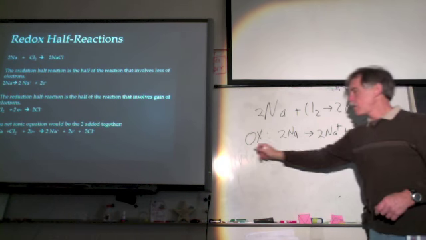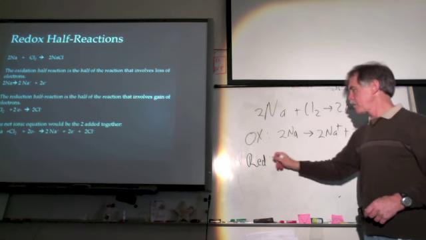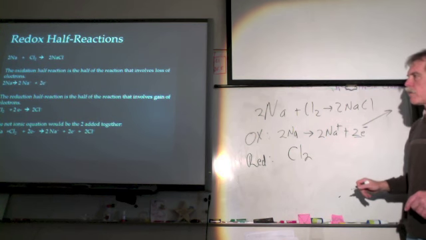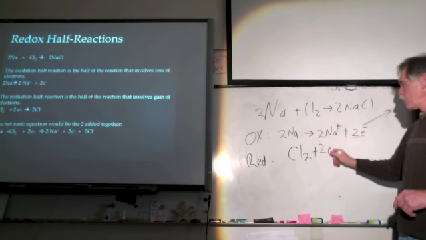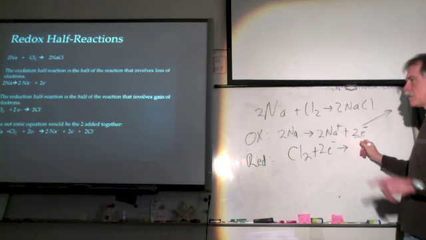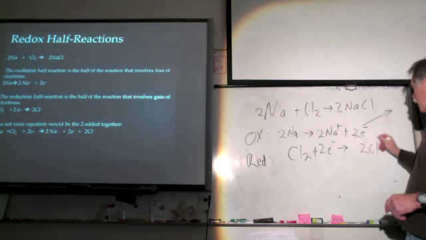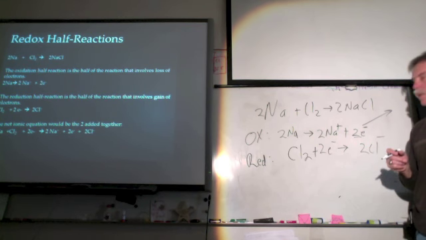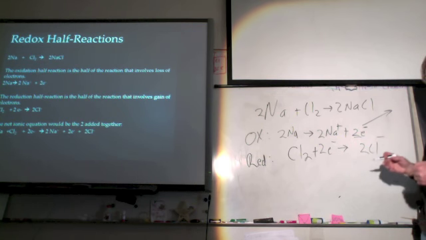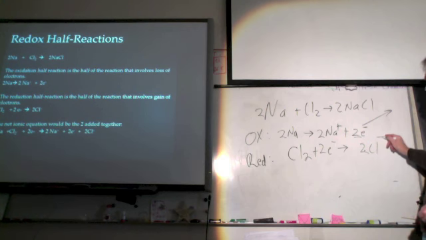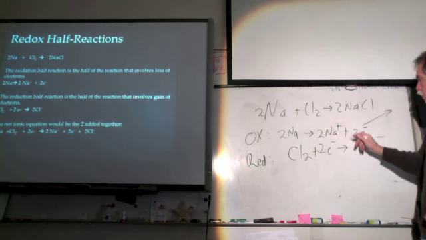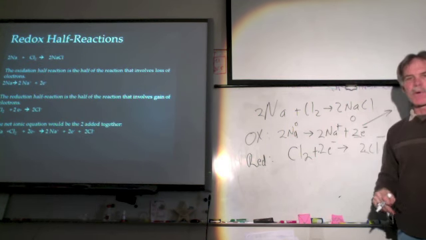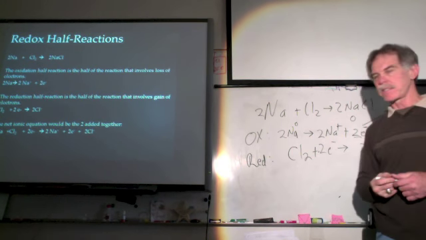They're leaving. The reduction half reaction would be the chlorine, because chlorine is reduced, and we see that Cl2 plus 2e- produces 2Cl-. Notice that the substances, the atoms, and the charges have to be balanced. We have 2 minuses here, 2 minuses there. We've got 2 plus and 2 minus for 0 here. We've got Na for 0 over there. Those are the half reactions.